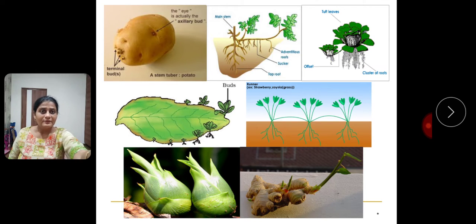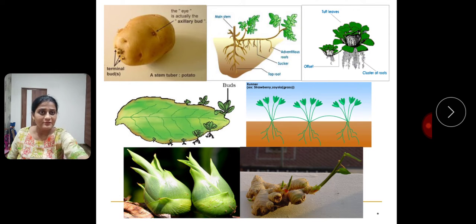Then this is about the sucker. You can see the sucker grows horizontally in the soil and then produces the aerial shoot. This is the offset. Here you can see with the help of an offset a new plant can be produced. This is a bryophyllum leaf. At the notches of the bryophyllum leaf, adventitious buds are developed, which then grow into new plants. Roots are produced, leaves are produced, and then these adventitious buds get detached from the parent body. When it falls down in the soil, the roots anchor the soil and the new plant is produced.